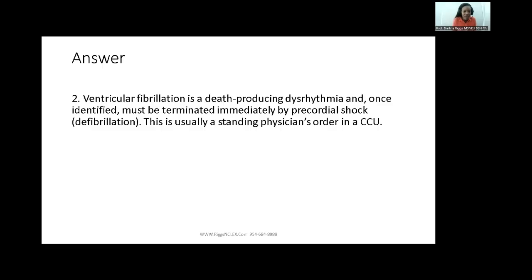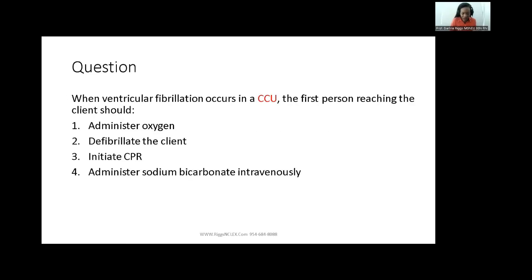Once we've ID'd that they're in VFib, we need to defibrillate. You're in CCU. You don't need to call the physician and get an order. So this is what I mean by pay attention to your setting. And don't expect them to spell out CCU, right? So be familiar with that. That's one of the things we make you do at the beginning of your nursing program, is learning these. So sometimes they might say critical care unit, intensive care unit, or they might say PACU, NICU. Okay.